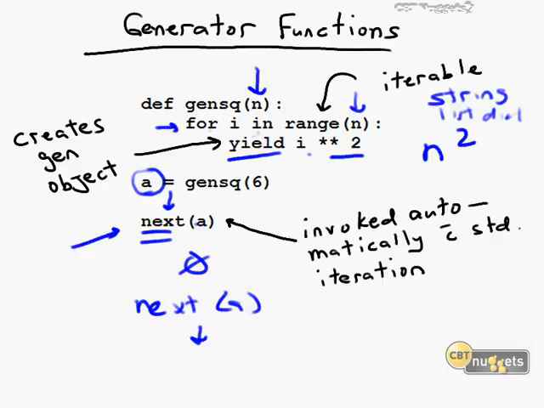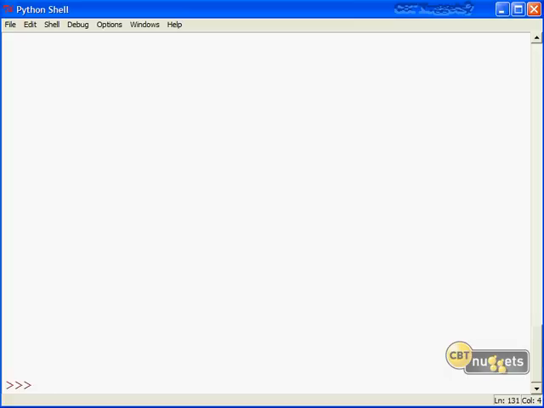Now let's get into the interpreter and I'll show you how this works in Technicolor. Alrighty then, here we are in IDLE, and I'm going to start off pretty much duplicating what you saw on the whiteboard. We're going to define a function called GenSQ that takes one argument, n, and we're going to run our iteration for i in range n. Here comes the generator keyword, yield, and in this case, i to the second power.